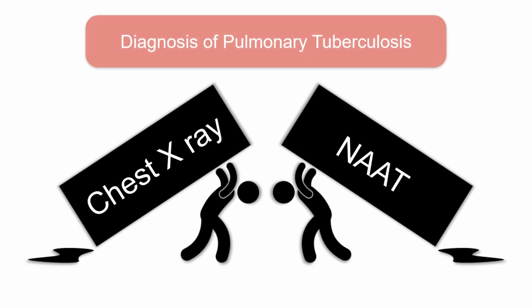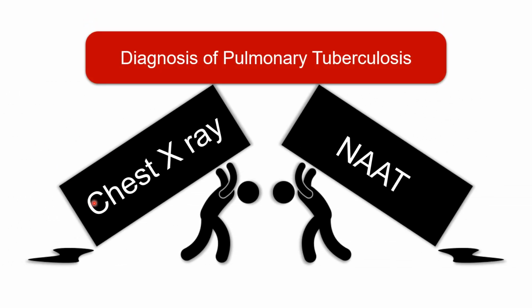So now coming to the diagnosis of pulmonary tuberculosis, this thing is very important. What we need to know is that the diagnosis of pulmonary tuberculosis mainly relies on two investigations. One is the chest x-ray, another is the NAT. NAT stands for nucleic acid amplification test.